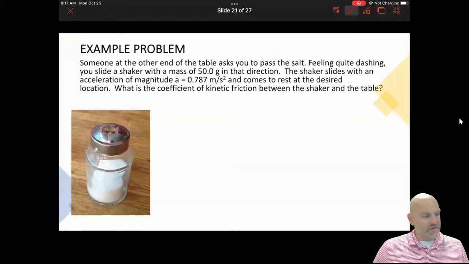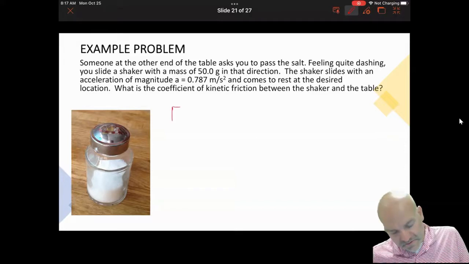Okay, so let's look at an example problem. This talks about a salt shaker. Someone at the other end of the table asks you to pass the salt. Feeling quite dashed, you slide the shaker with a mass of 50 grams in that direction. The shaker slides with an acceleration of 0.787 meters per second squared and comes to rest at the desired location. What is the coefficient of friction between the shaker and the table?